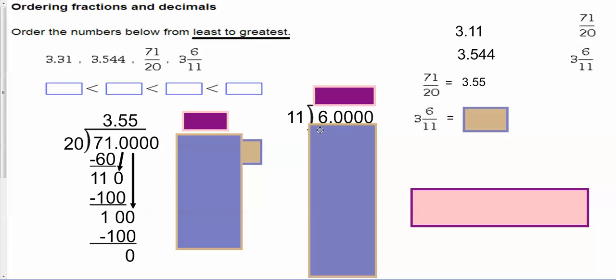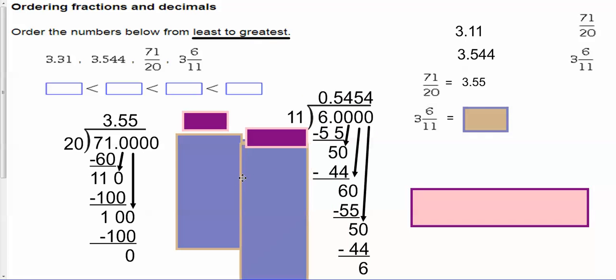Right? So when I divide 6 divided by 11, I get 54 repeated. You just remember, when I divide by 11, when I divide by 9, sometimes when I divide by 6, I get repeats. Okay, so this is one that repeats. So my answer over here is 3 and 54 hundredths repeated.